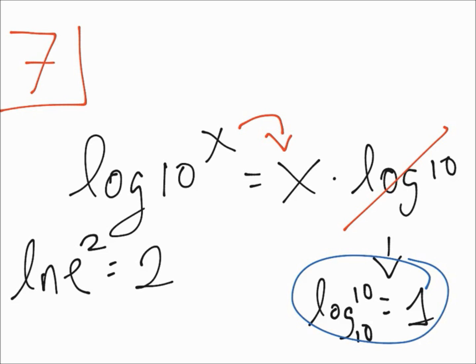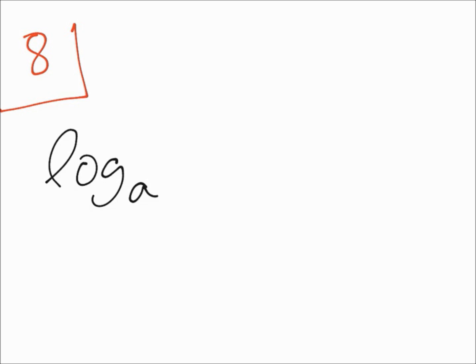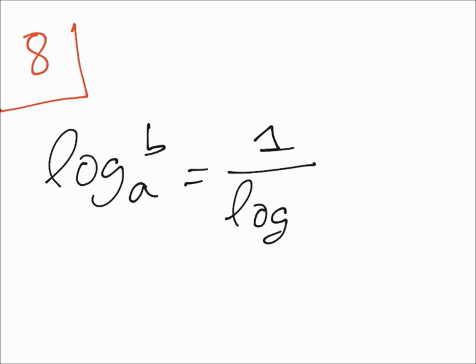Now let's go to rule number 8. This one is also called the reciprocal property. That just says that, let's go with the same as we've used, log base a of b is going to be equal to 1 over the inverse of that. So log base b of a.